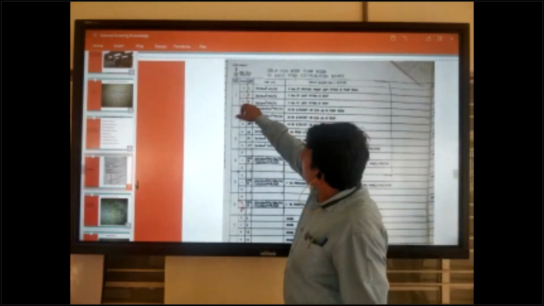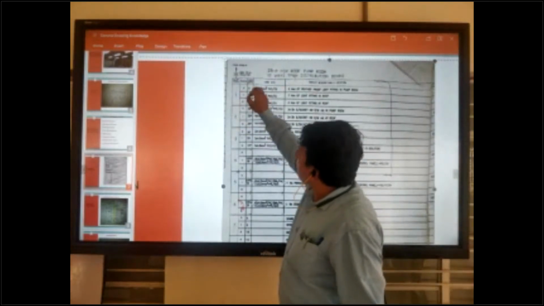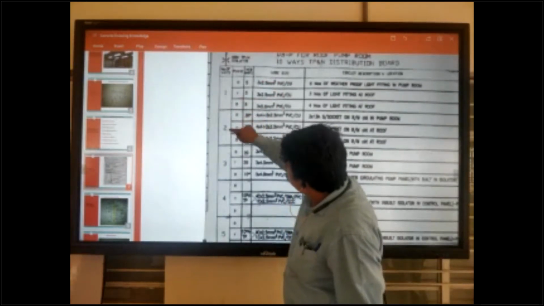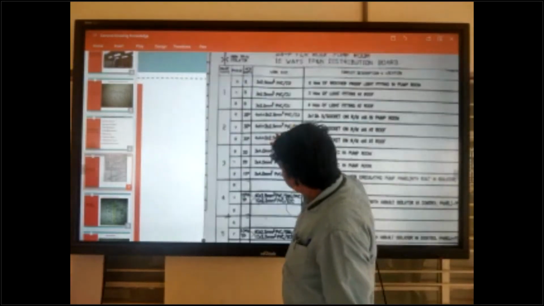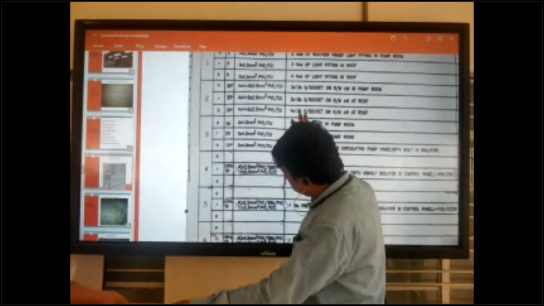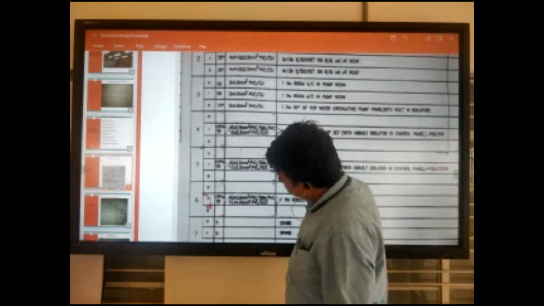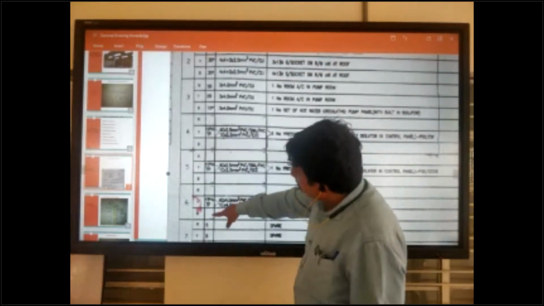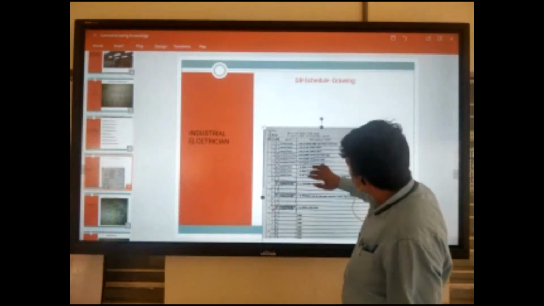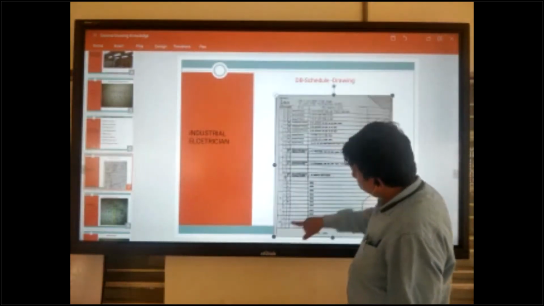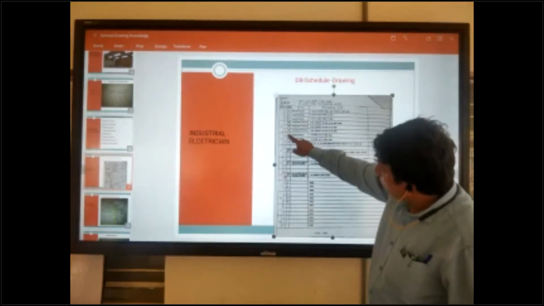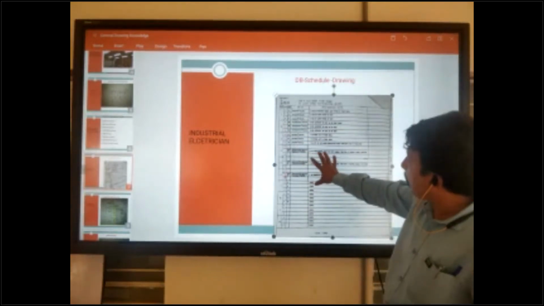Three MCBs come together, RYB, okay? So this is one way. Another RYB is two way. Like that, up to 10 way, okay? This is the 10 way DB. RYB one, another two, three, four, like that it is coming, okay?